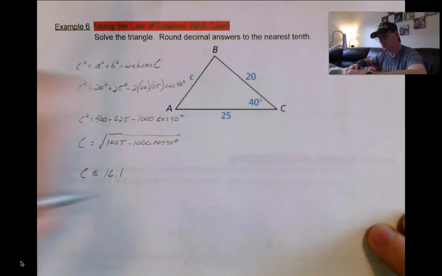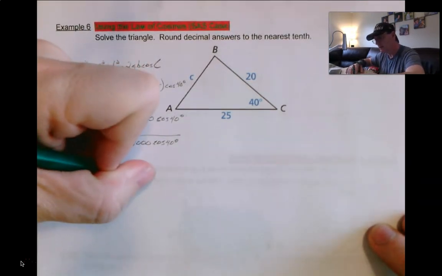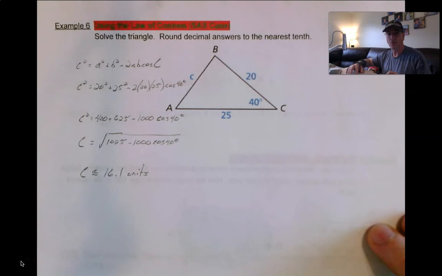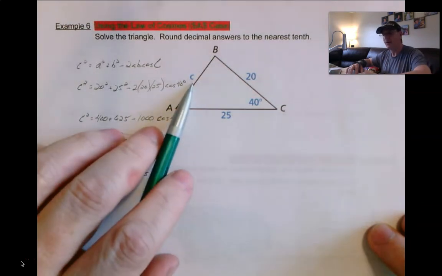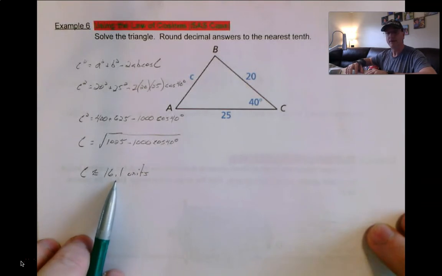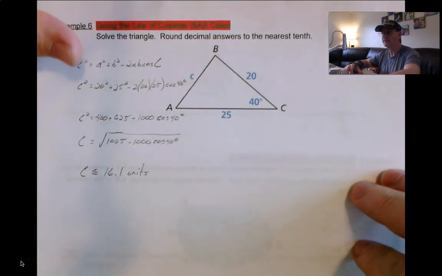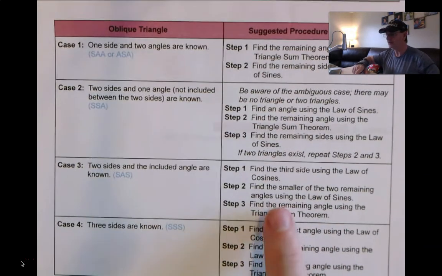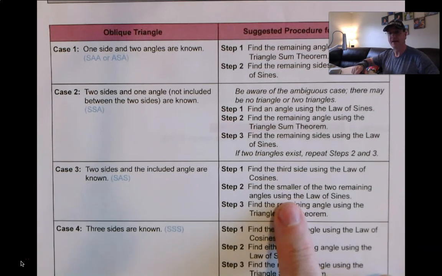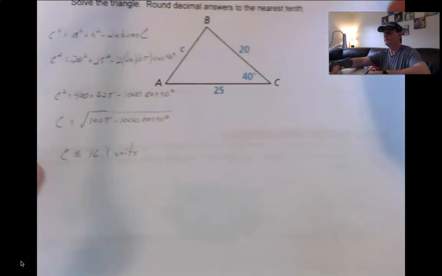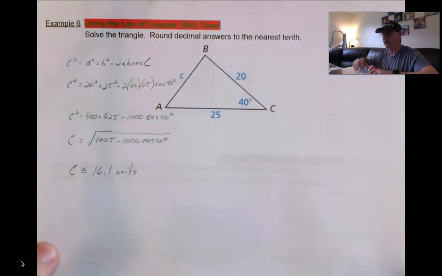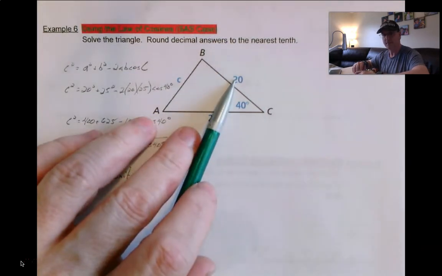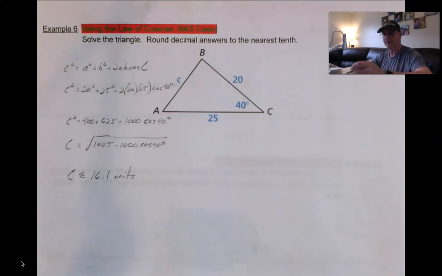If you don't have 16.1 units, then you entered something into your calculator incorrectly, and you need to practice with your calculator more. Okay? So now that I know C is 16.1, let's remember back to what that chart said. Side angle side, after we find the third side, you have to find the smaller of the two remaining angles using law of sines. So we're going to find the smaller of the two remaining angles, which we know is angle A, because it's opposite the 20, so smaller than the 25, angle B.